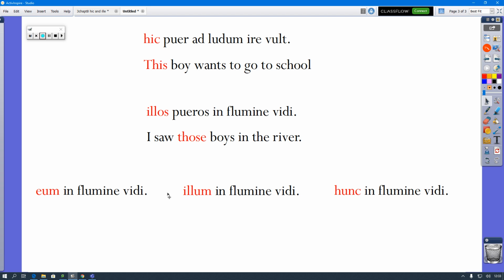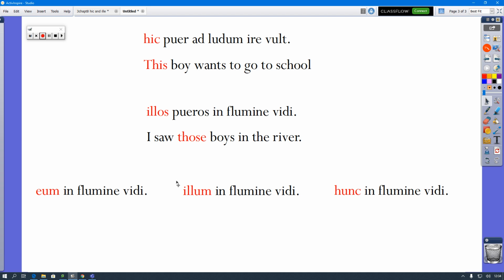It's worth noting at this point how easy it is to spot these two words. Ille will always have ILL at the beginning of it, which makes it very obvious. Just remember it means that. And hic, well, pretty much any small word beginning with H that thinks it's an adjective, you can probably translate as this.